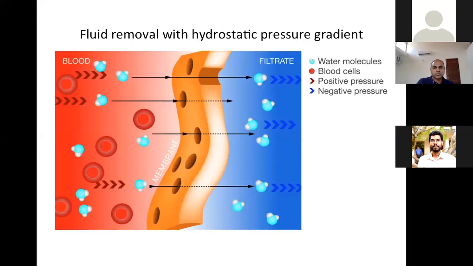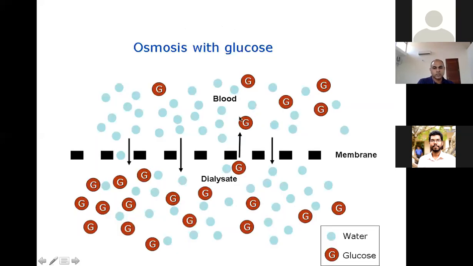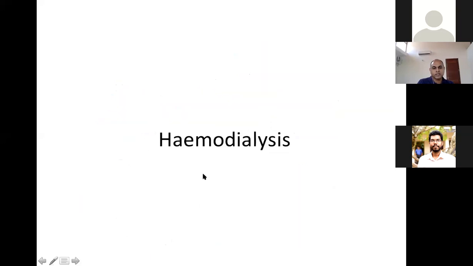As you see, in the semi-permeable membrane there are pores through which the water molecules can come out into the dialysate. That's called the filtrate. This is how osmosis works. This is blood, this is the dialysate. You have higher glucose molecules in the dialysate so that you can attract the water into the dialysate compartment.